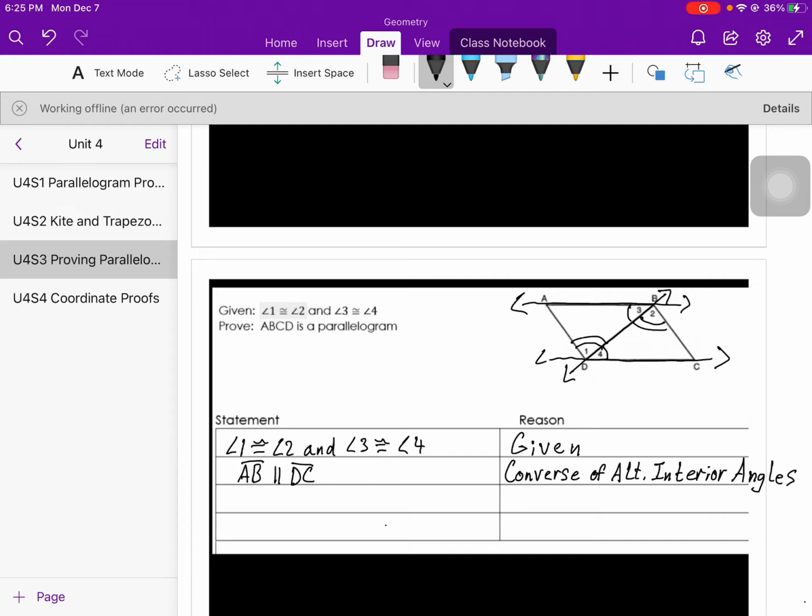1 and 2 have to be congruent because if we extend these lines, we're using the exact same idea of alternate interior angles, which is side AD has to be parallel with BC, and that is again the converse of alternate interior angles.